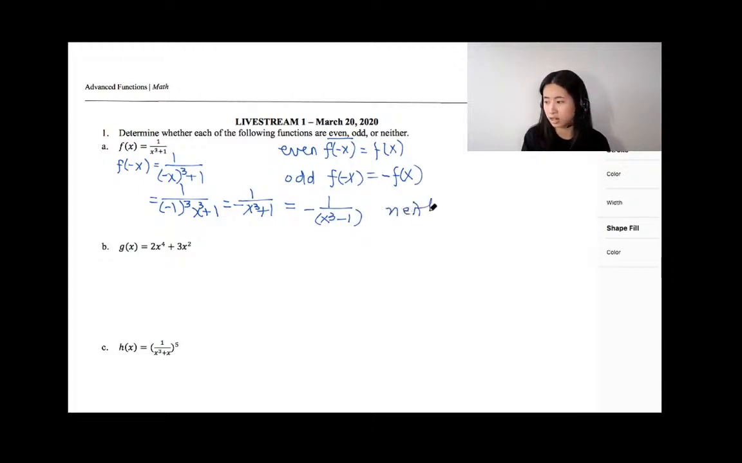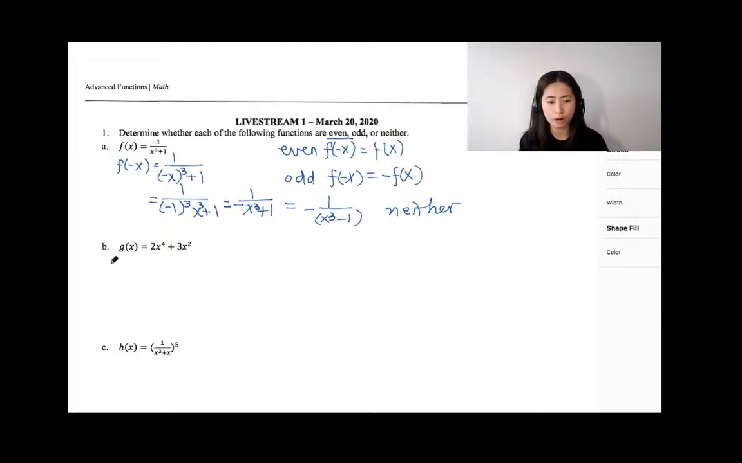And why is it neither? Well, if you look at your function, your f of x originally is 1 over x cubed plus 1. And if it's odd, that means you're going to have this negative sign outside, but you need to have exactly the same function, which is f of x. But is it the same function? No, because you have a -1 here as opposed to plus 1. That's why it's neither. Okay, hopefully that makes sense.